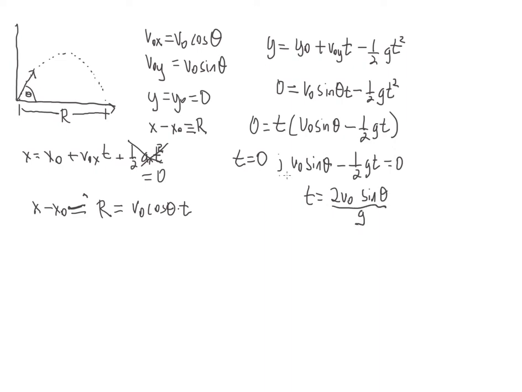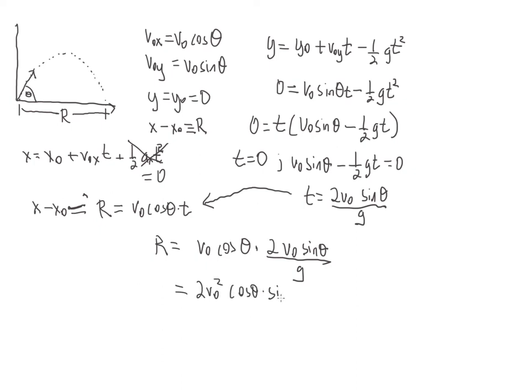Now I return to the x component and plug the solution in right over there, and I get that range is equal to v naught cos theta times 2 v naught sine theta all over g. So then I'm going to collect like product terms. I get 2 v naught squared cos theta sine theta over g.